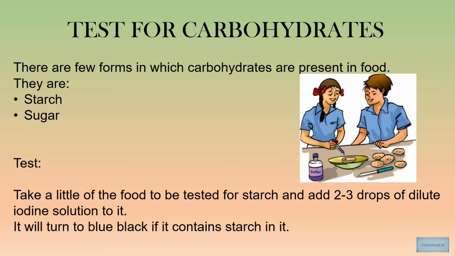Now let us get into the test for carbohydrates. Does the food that we have contain carbohydrate? How do we find out? Carbohydrates are present in two forms in the food that we eat. One is in the form of starch, the other is in the form of sugar. Take a little of the food that you want to test and add 2 drops of iodine solution. If the food turns blue-black in color, then the food contains starch.